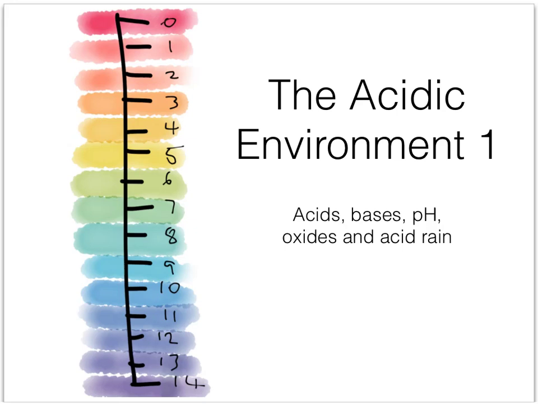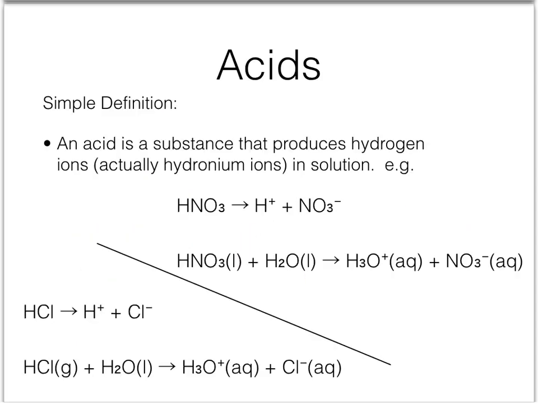In this video we're going to be talking about acids, bases, pH, oxides and acid rain. Simple definition of an acid: it's a substance that produces hydrogen ions, actually hydronium ions, we'll talk about that in a second, when in solution, so when it's dissolved in water. So you may well have seen a reaction something along these lines.